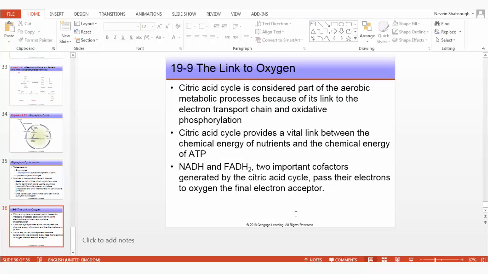Now finally, what is the link to oxygen? Now the citric acid cycle is considered part of aerobic metabolism, but we have not yet encountered any reaction in this chapter in which oxygen takes part. So the reactions of the cycle are ultimately related to those of electron transport and oxidative phosphorylation, which do eventually lead to oxygen. Now the cycle acts as a vital link between the chemical energy of nutrients and the chemical energy of ATP. Now many molecules of ATP can be generated as a result of coupling to oxygen. And we shall see in the next chapter the number depends on the NADH and FADH2 generated in this citric acid cycle.